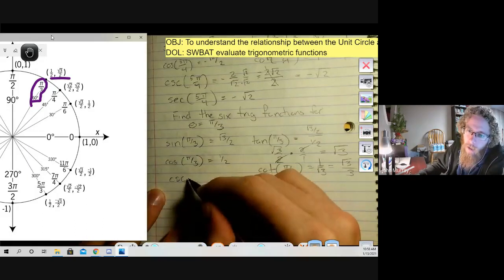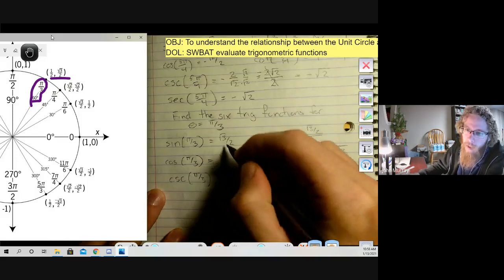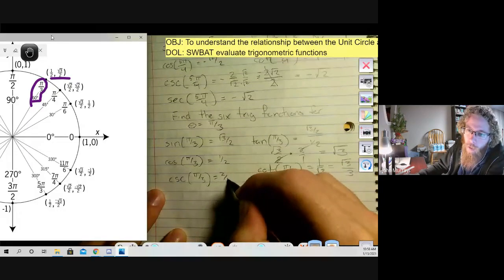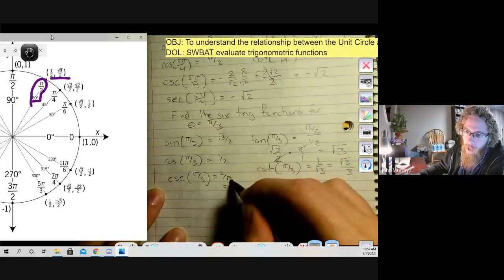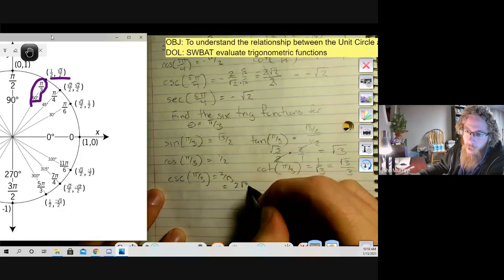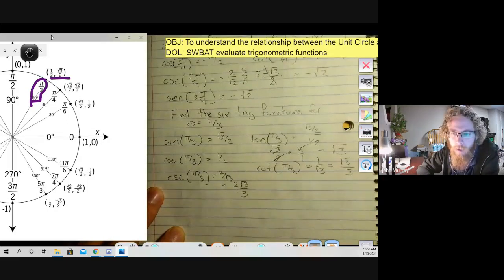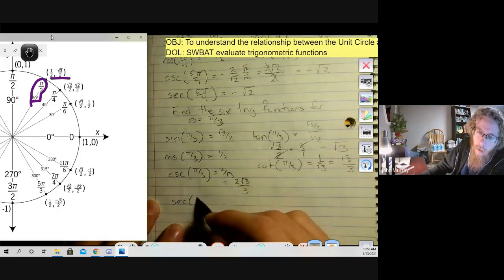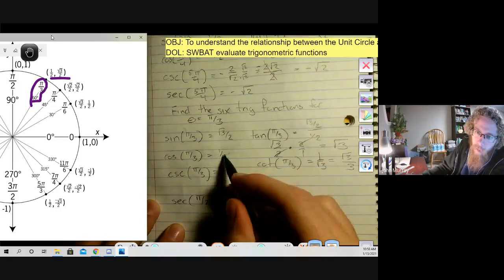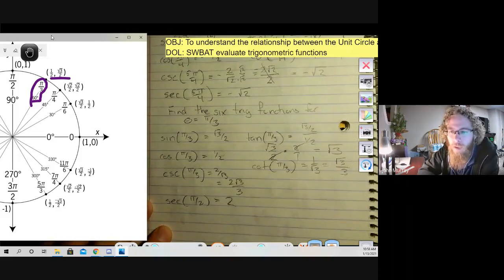The cosecant. Well, I'm going to flip this now, 2 over root 3. So I'm going to do the same thing. I'm going to bring the square root 3 in the top, but I have that 2 up there, and then I get rid of the radical in the denominator. And then the secant, I flip this. Well, that's easy. That's just going to be 2.